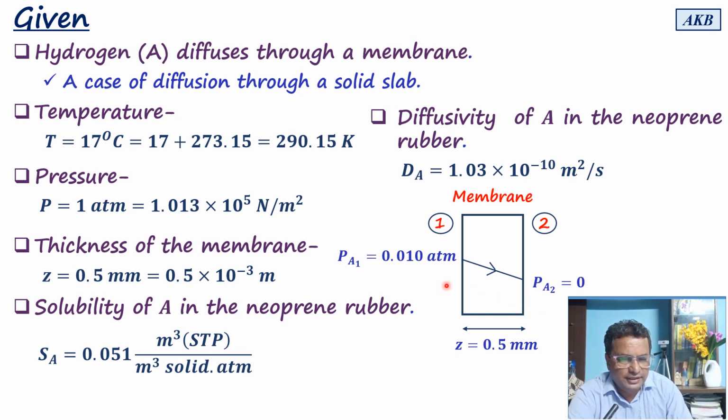That's why the driving force is the partial pressure difference, and hydrogen will be diffusing from high pressure, from the end where its partial pressure is high to the end where its partial pressure is 0. So for this particular diffusion process, we are supposed to find out rate of diffusion. Okay, so let us move ahead.